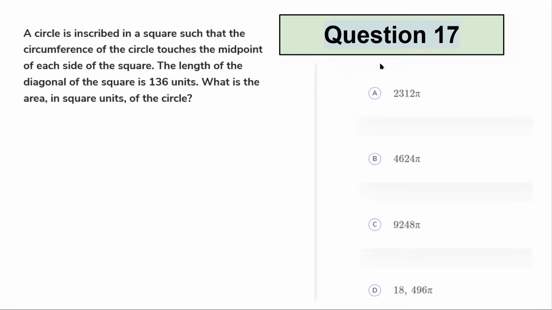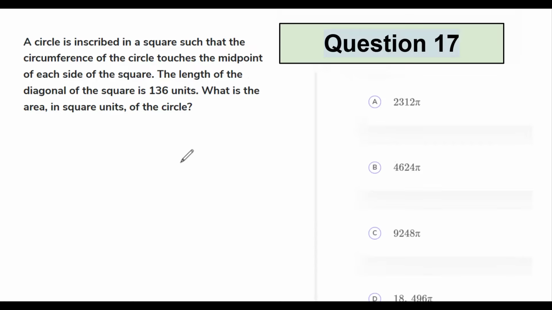Okay. So, question 17. A circle is inscribed in a square such that the circumference of the circle touches the midpoint of each side of the square. Right. The length of the diagonal of the square is 136. What is the area in square units of the circle? Let's make a small diagram. In geometry, try to make little diagrams here and there because it becomes easier. You can visualize it better.